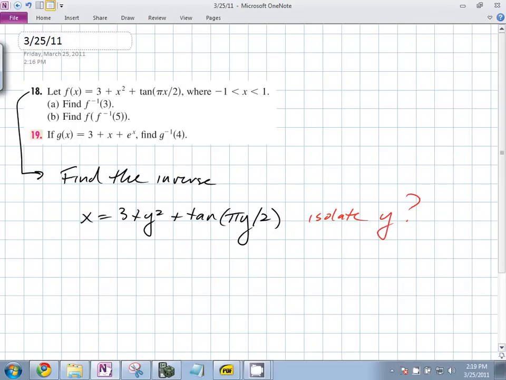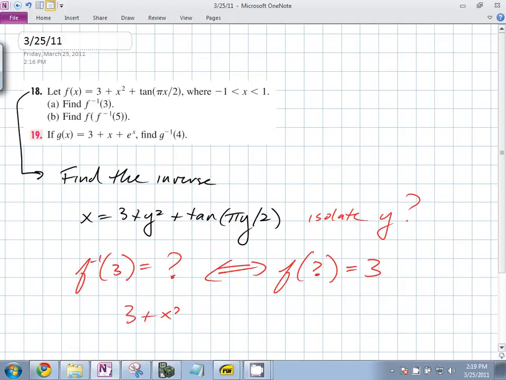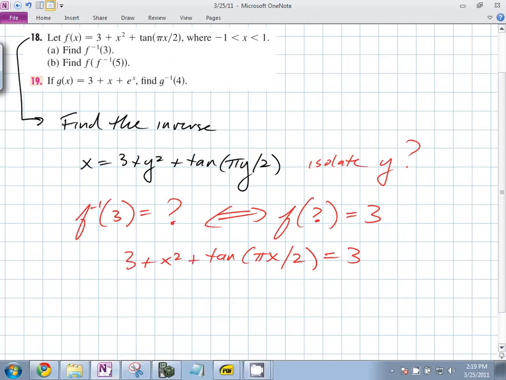Now, though, what did you say before? Do you have to find the inverse to find the value of an inverse at one specific value? No, you absolutely do not. You know that f inverse of 3 equals some number, right? That's the same thing as f of what number equals 3. So you have 3 plus x squared plus tan(pi x divided by 2) equals 3, and then you just solve this. Now you cruise along.